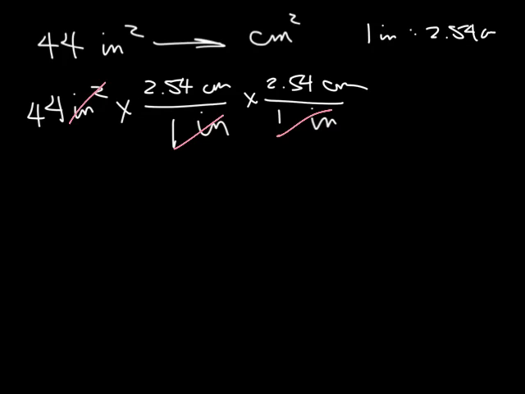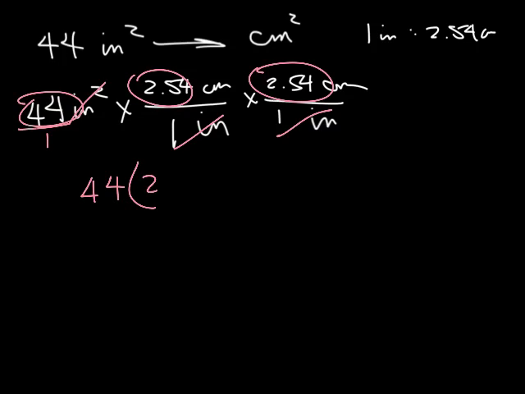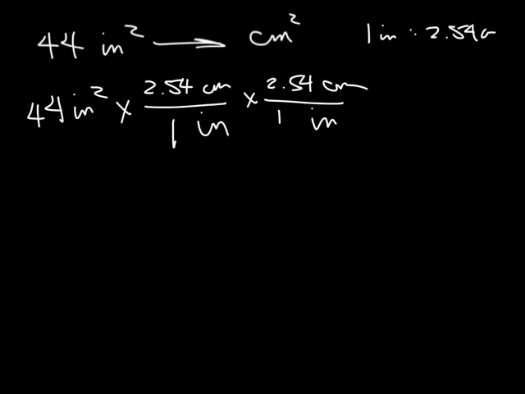So now I just multiply: 44 times 2.54 times 2.54. The book just lets you leave the answer like this because they're assuming that you can take a calculator out and multiply that. So what's the point of doing all the work? Okay, well, let's look at example 10.6.